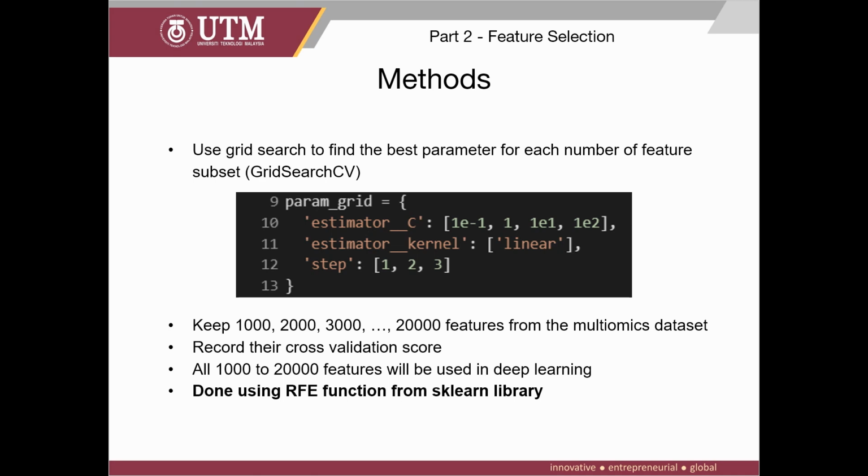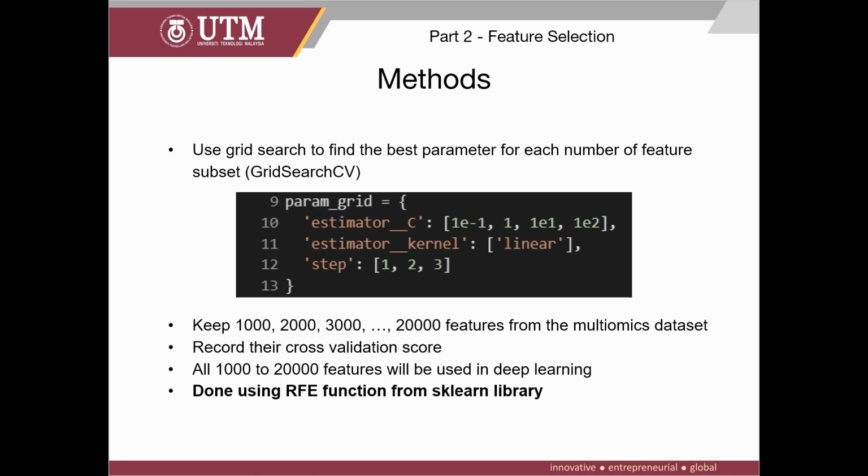And for the step for SVM RFE, I have used 1, 2, and 3. This step hyperparameter is for the SVM RFE to decide how many features to remove in each iteration. So for example, if the step is 2, in every iteration, the SVM RFE will remove 2 features instead of 1. So similarly, I have decided to keep 1,000 features to 2,000 features from the multi-omics dataset.